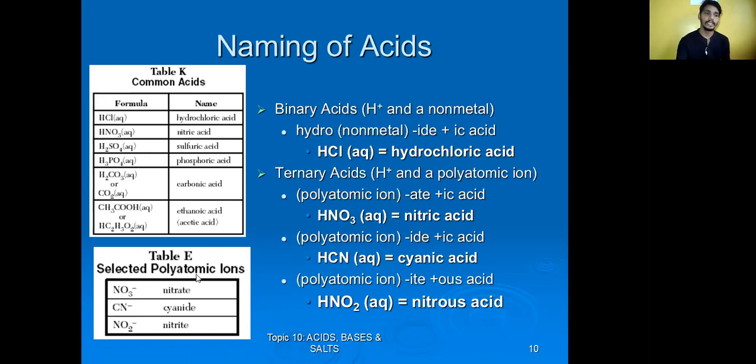Now let's talk about this table E, selected polyatomic ions. What is polyatomic? They contain more than one atom, so that's called polyatomic. NO3 minus is nitrate, CN minus is cyanide, NO2 minus is nitrite. So this is how you have to interpret this. This is all about naming of the acid.